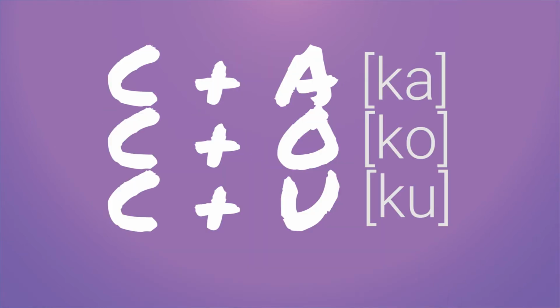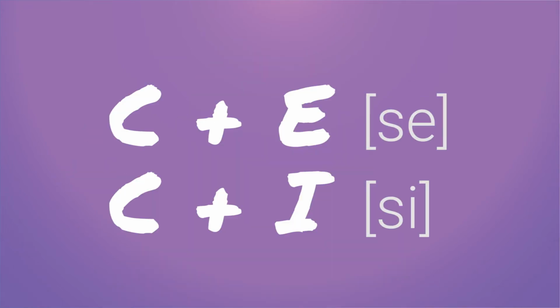So the letter C that before had this strong sound, K, when it was followed by A, O, or U, will have this S sound when it's followed by E or I. Another very important thing to have into account is that this sound S for the letter Z and for the letter C followed by E or I will have a different pronunciation in some regions in Spain. So instead of using an S sound, they will use a TH sound.